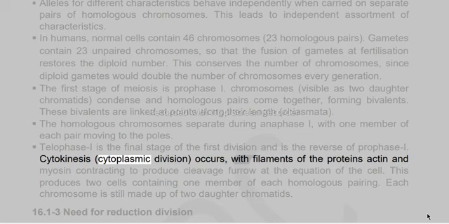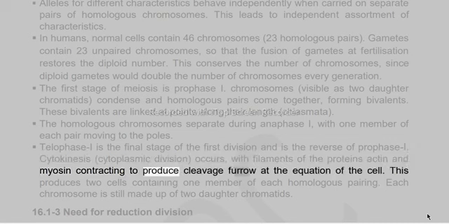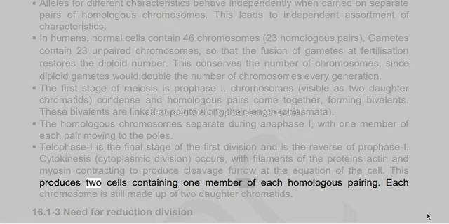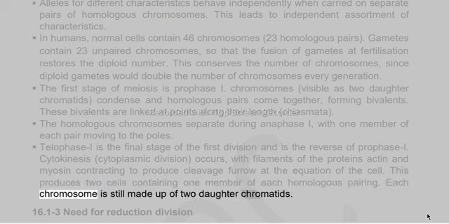Cytokinesis, cytoplasmic division, occurs, with filaments of the proteins actin and myosin contracting to produce a cleavage furrow at the equator of the cell. This produces two cells containing one member of each homologous pairing. Each chromosome is still made up of two daughter chromatids.